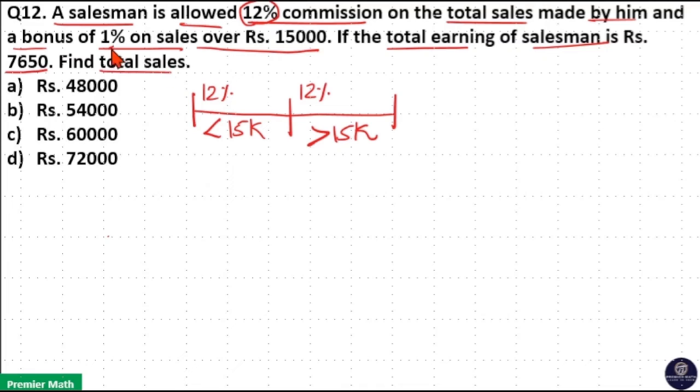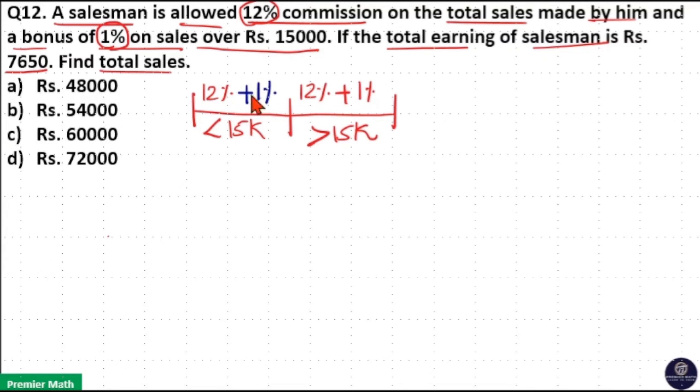Now he also gets 1% bonus for sales over 15,000. That is 1% for sales over 15,000, means total 13% for sales over 15,000 and only 12% for sales below 15,000. Now, to equalize the overall percentage, I will add 1% of 15,000 to the sales below 15,000. That means I can equalize the percentage here. That is 12 plus 1, 13 here. Here also 13. So I can take the overall percentage as 13%.